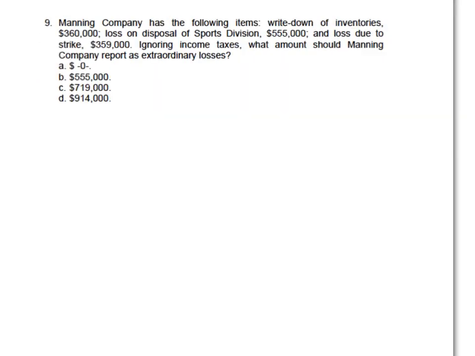In number 9, Manning Company has the following items: write-down of inventory, 360,000, loss on disposal of the sports division, 555, loss due to strike, 359. What amount should Manning report as extraordinary losses? Well, a write-down of inventory is not unusual. A loss on disposal of a division is not unusual, and a loss due to a strike is not unusual. I think the best answer here is, since none are unusual and infrequent, 0 is the best answer.